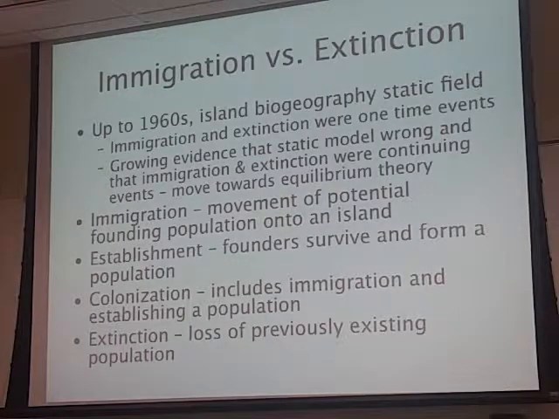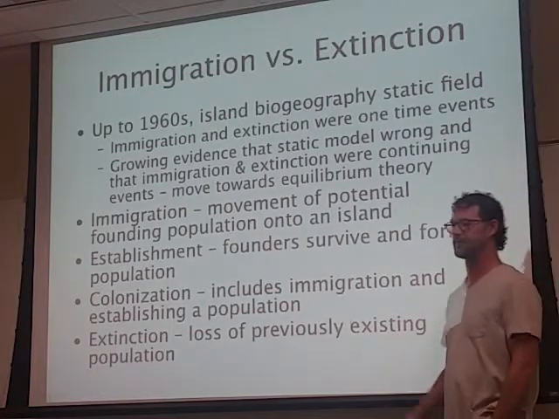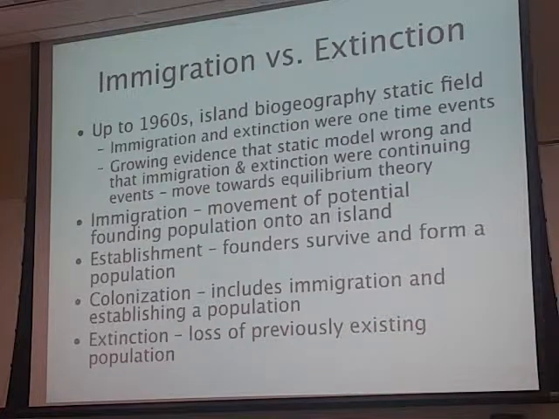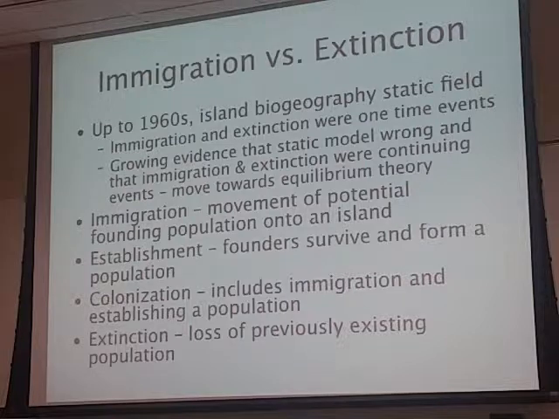And then this term extinction, again, is local extinction. It's a loss of a previously existing population. So it's not a permanent extinction of that species. It's a loss of that species from a particular island. So what would be the equilibrium theory? I'll show you in the next slide.